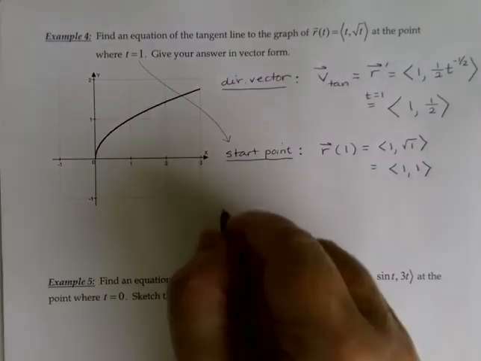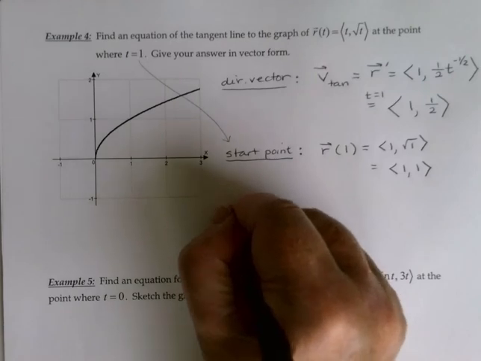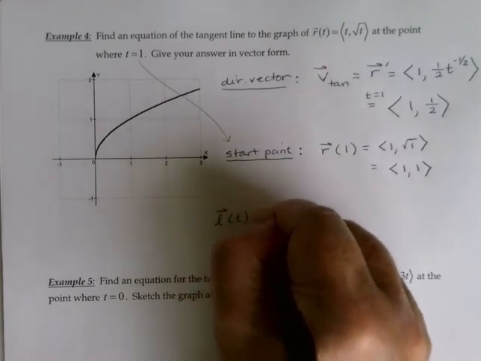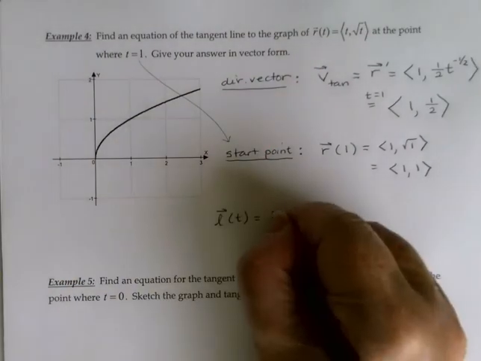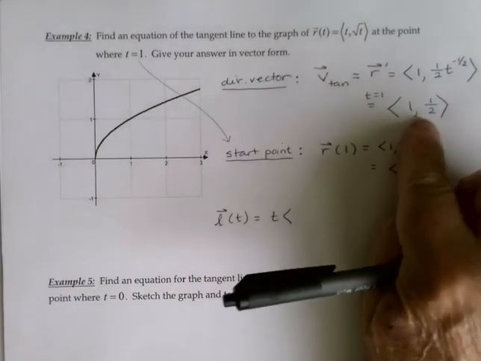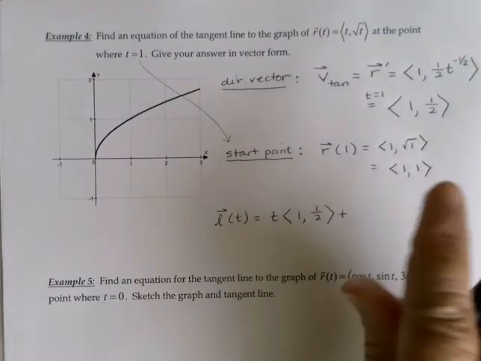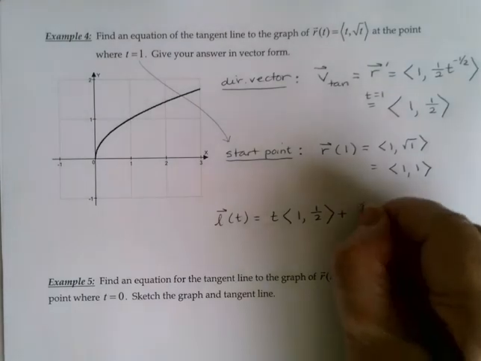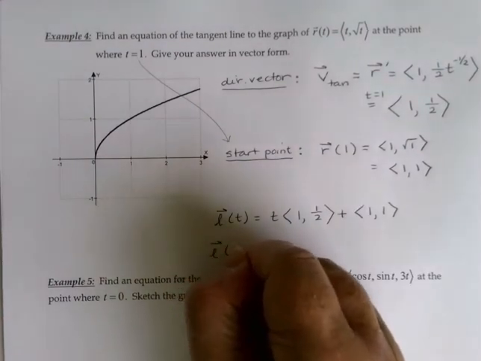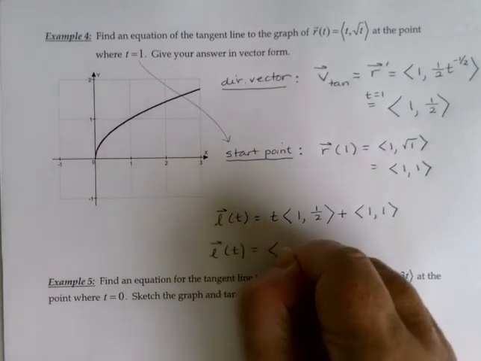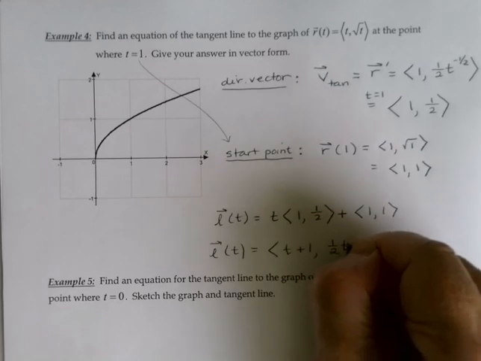And then I just put together the equation of the line. I'm going to call this L of t for the tangent line, since r is already taken by our original function. And it's always t times that direction vector plus the starting point vector. Or (t plus 1, 1/2 t plus 1).